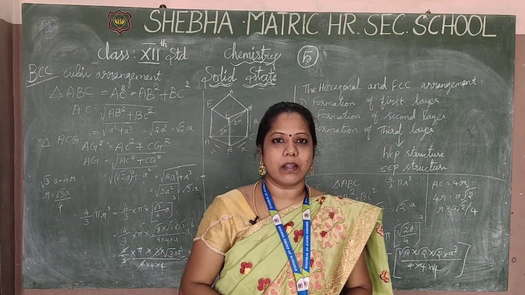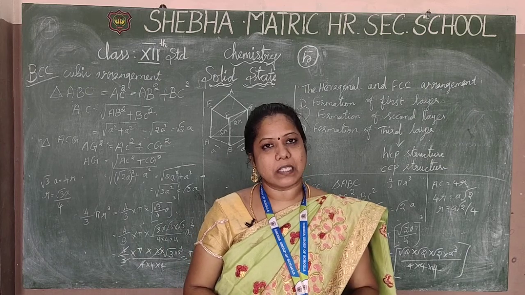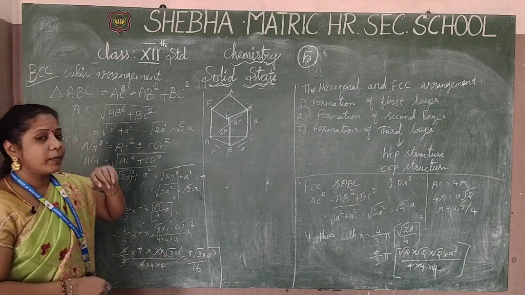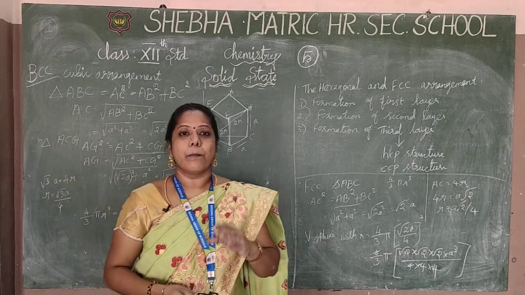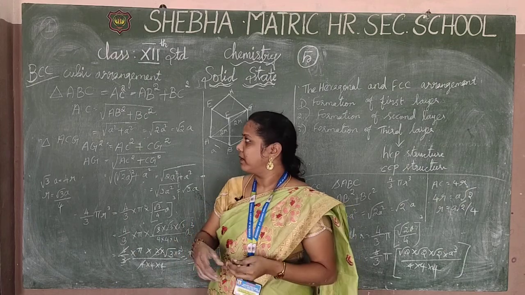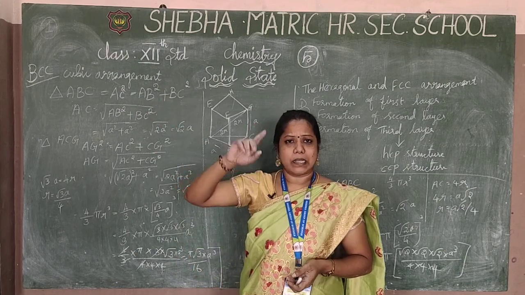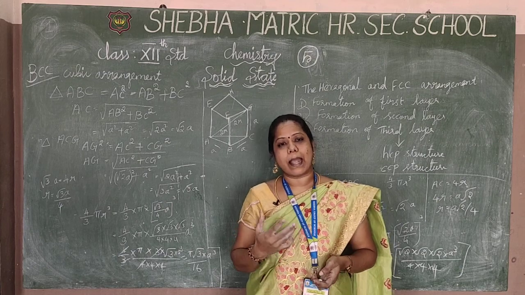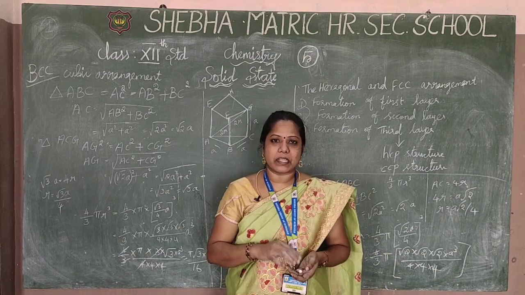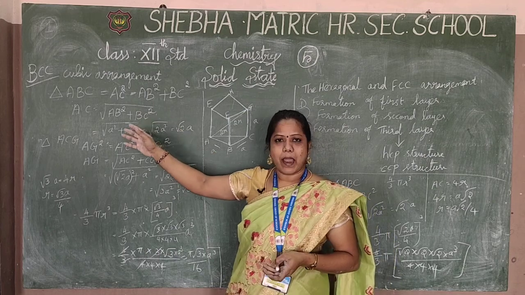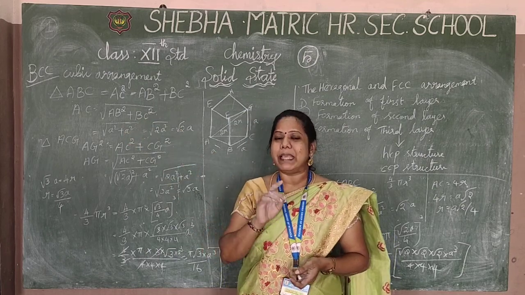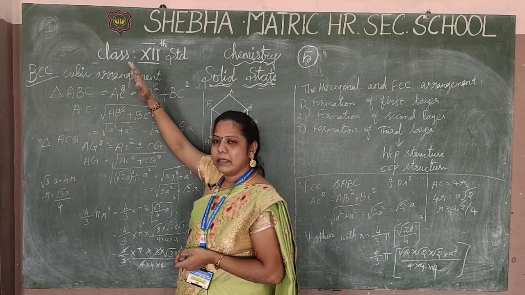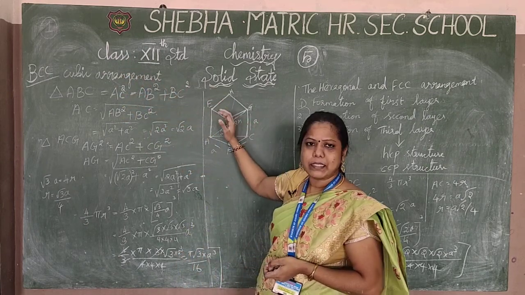Today we have to continue this solid state lesson, the last concept, okay, and move on to the concept of BCC, that is body centered cubic arrangement. Already I explained last class about SC, that is simple cubic unit cell, how to calculate the percentage of efficiency. So here also we have to calculate the efficiency of BCC. I am going to explain the calculation through these diagrams.